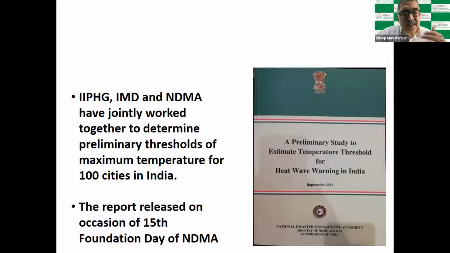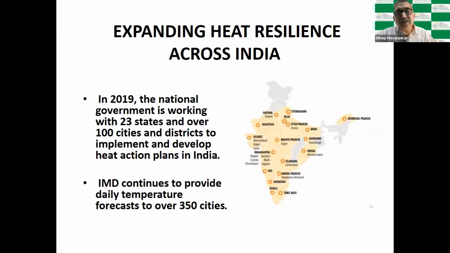So we were requested, we tried to do it in 100 cities. There are 2 ways to calculate thresholds as per the WHO, WMO guidance. One is if you have morbidity, mortality data on daily basis, which very few cities have. Otherwise, you use the 95th and 99th percentile temperature data to set up the cutoff. So this was done at our institute, and then the National Disaster Management Authority has now taken up this heat action plan, to replicate in many cities of India.